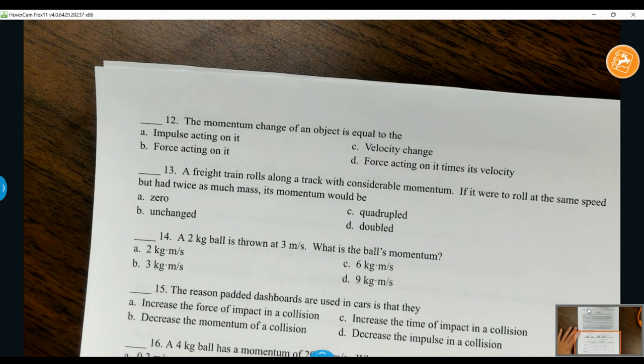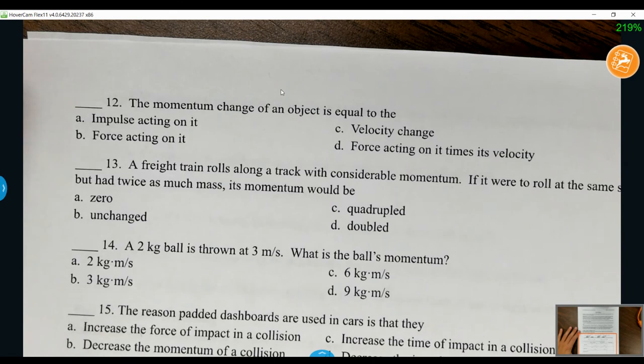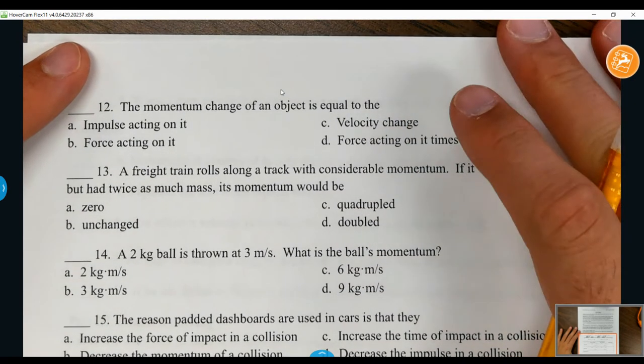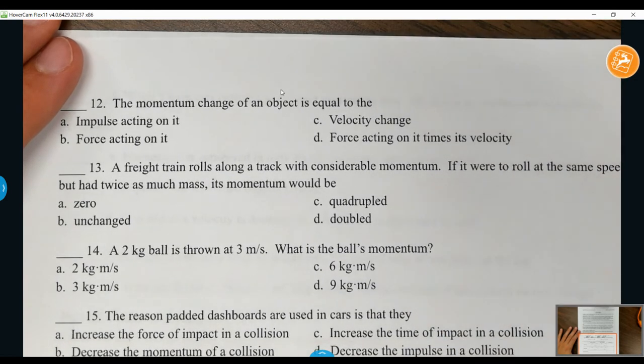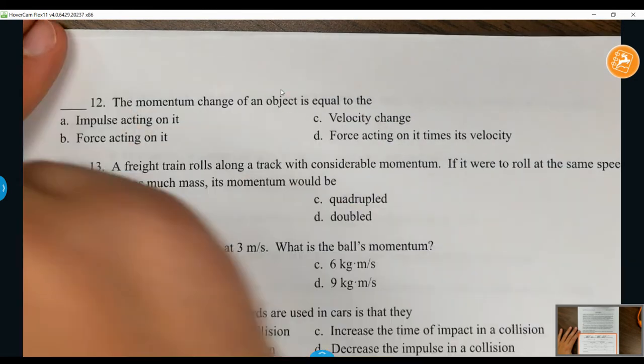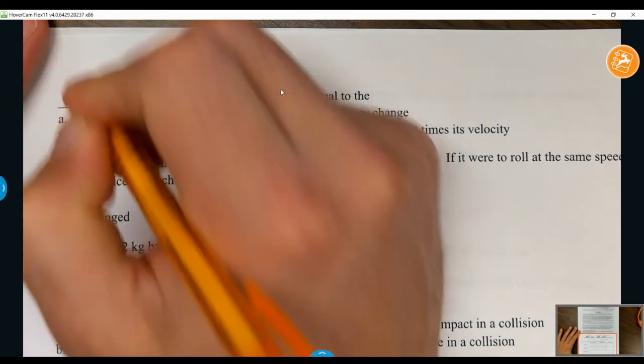Okay, going on to number 12. The momentum change of an object. All right, so the change of momentum is equal to the impulse acting on it.